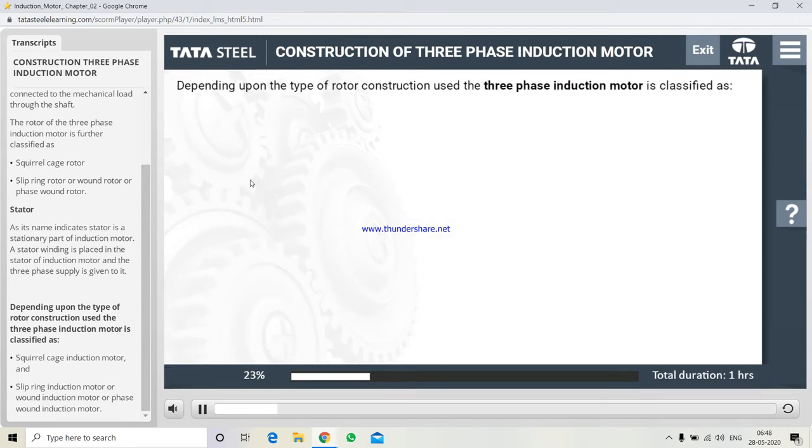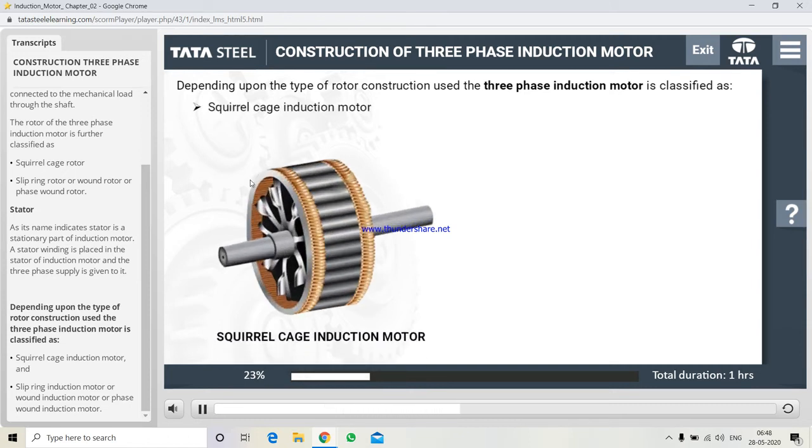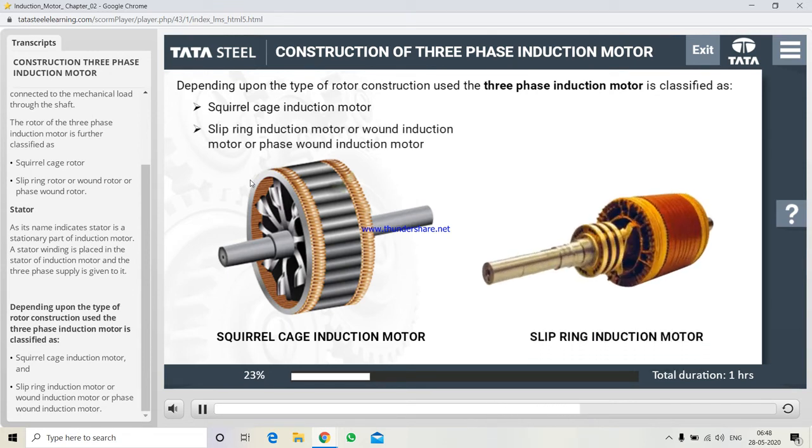Depending upon the type of rotor construction used, the three-phase induction motor is classified as squirrel cage induction motor and slip ring induction motor, or wound induction motor, or phase wound induction motor.